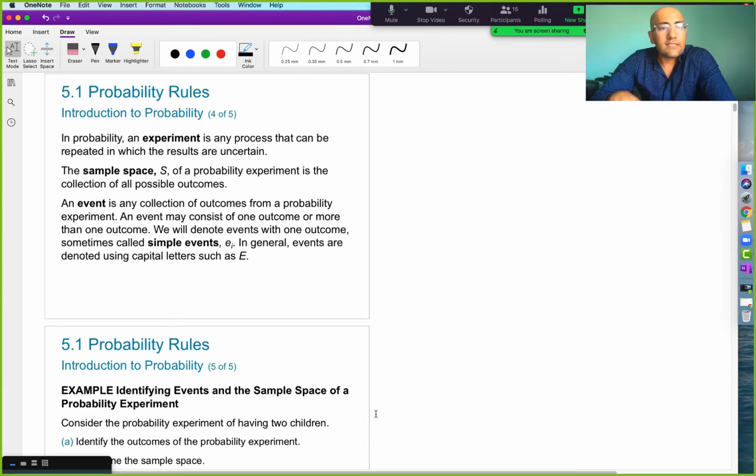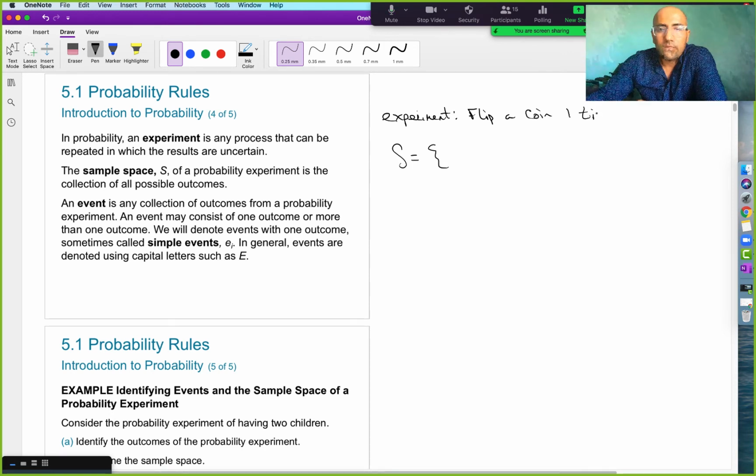Good. The sample space, S, we use a capital letter S to represent our sample space, of the probability experiment is the collection of all possible outcomes. So if the experiment is as simple as flipping a coin one time, then the sample space S is all the possible outcomes: either we get tails or we get heads. Those are the two possible outcomes.